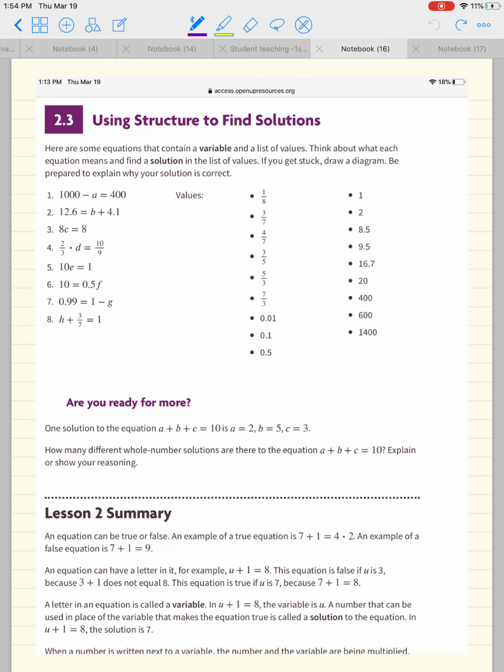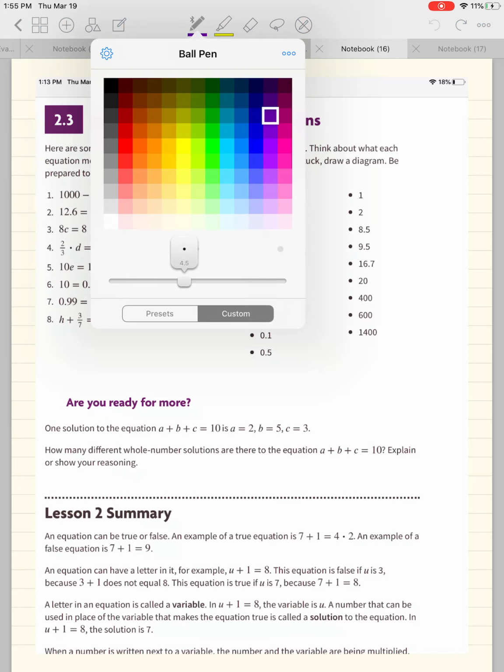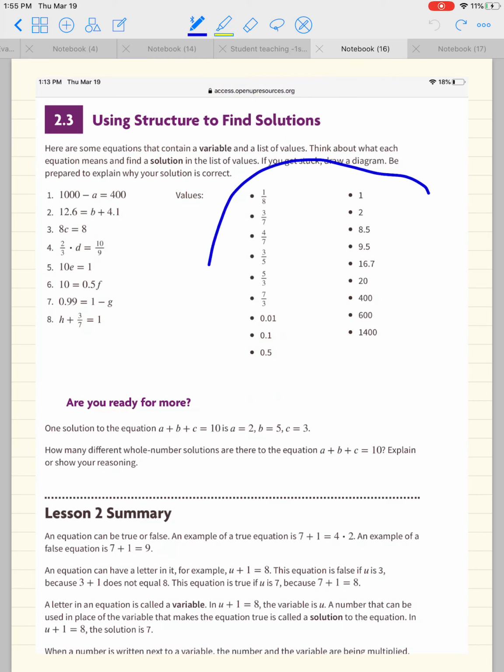So it says, here are some equations that could contain a variable and a list of values. Think about what each equation means and find a solution in the list of values. If you get stuck, draw a diagram. Be prepared to explain why your solution is correct. So, what you need to do is take these values and plug them into the variable to see if it works.